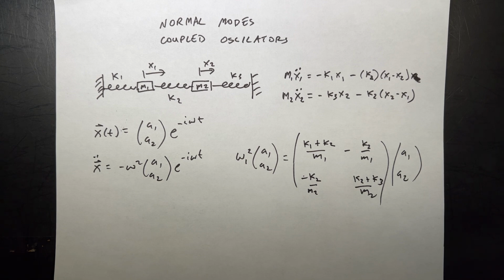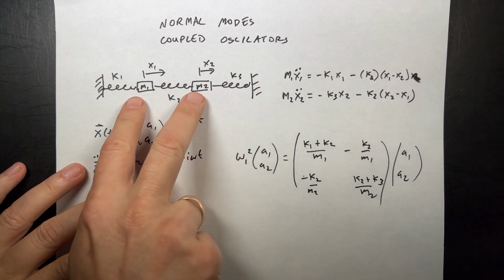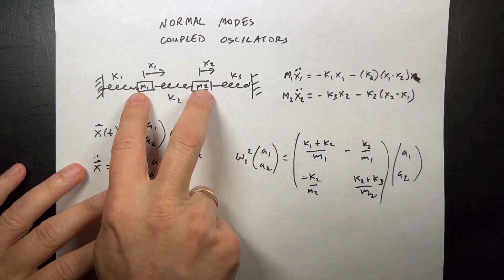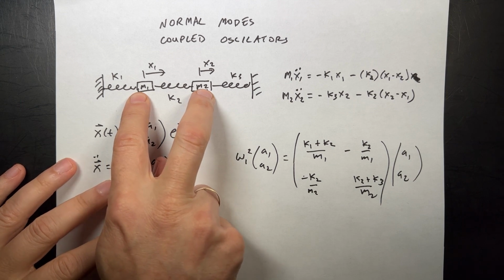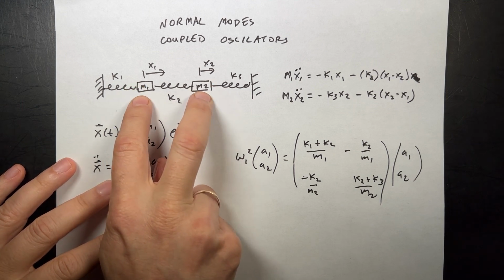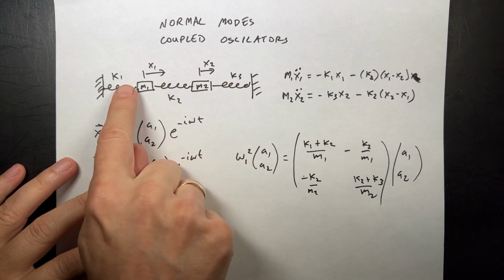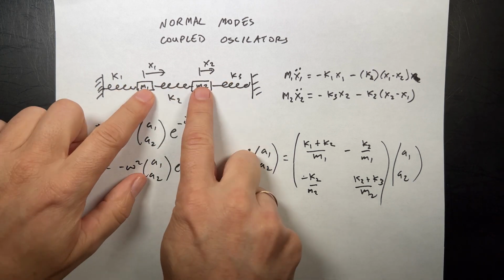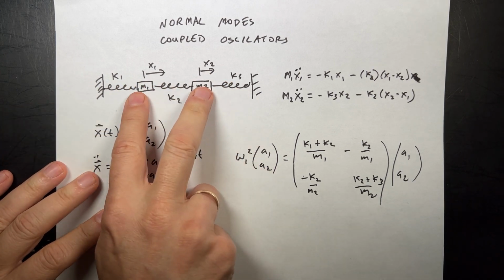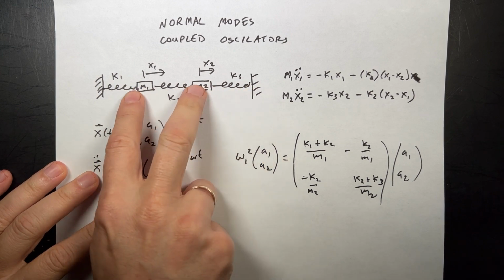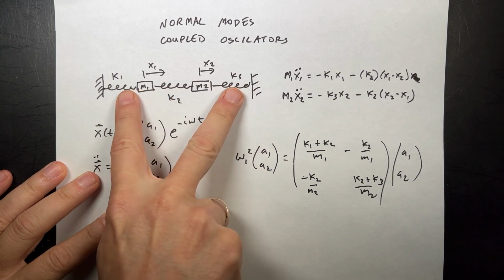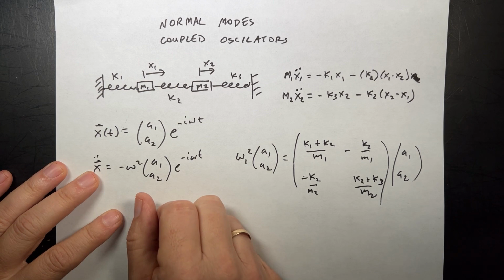Now, one of the things we want to do is to find a normal mode. A normal mode, I'll show you in just a second, is when these two masses move with the same angular frequency. If these two springs are the same and these two masses are the same, one normal mode is where they move like this. Another mode is where they do this. And I'll show you that in just a second.